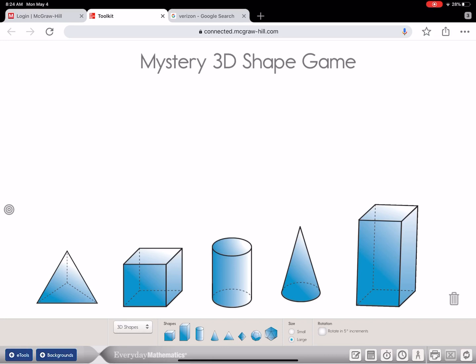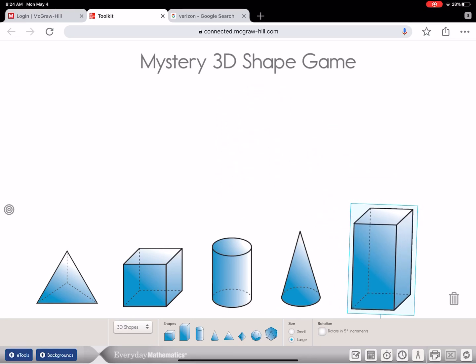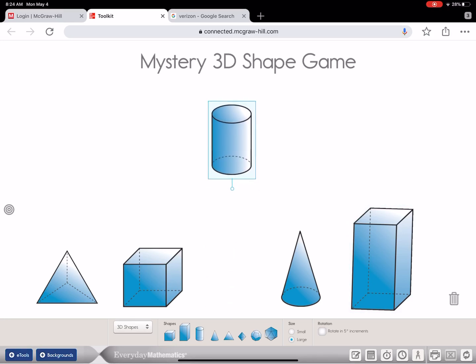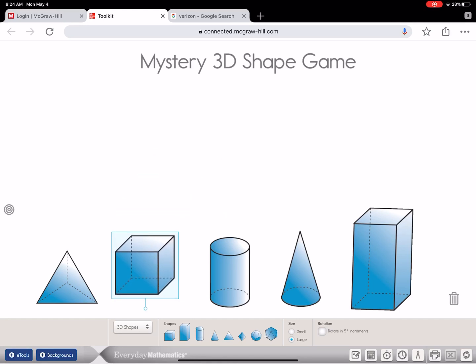Before we start, I have a little 3D shape poem. It's called 3D Shapes. 3D shapes are fat, not flat. A cone is like a party hat. A sphere is like a bouncing ball. A prism is like a building standing tall. A cylinder is like a can of pop. A cube is like dice you drop. 3D shapes are here and there. 3D shapes are everywhere.